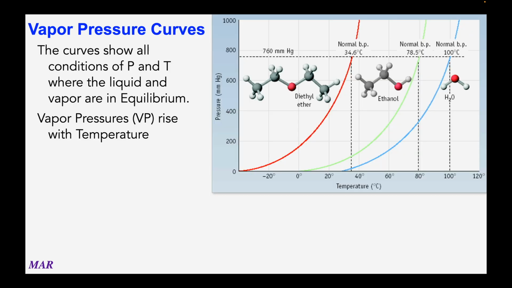Vapor pressure, again, is the pressure of the gas over a liquid, and it exists at all different temperatures. As temperature goes up, you have more vapor pressure. So here we're seeing three vapor pressure curves. On the left is diethyl ether, in the middle part is ethanol, and on the right part there is water.